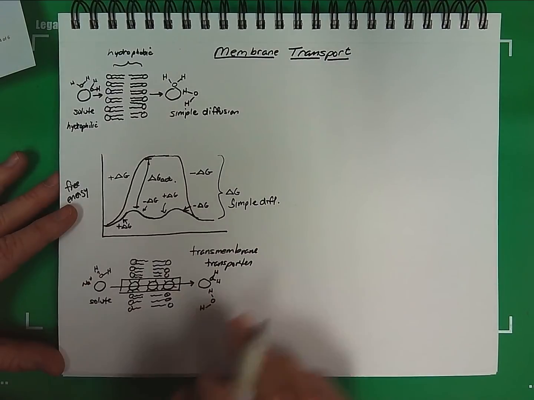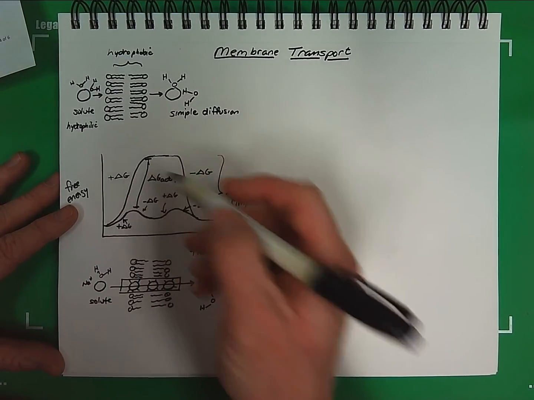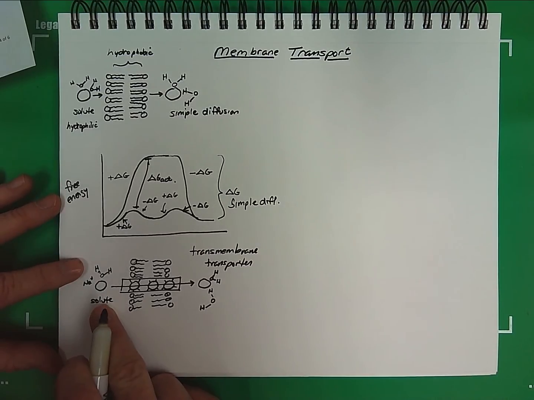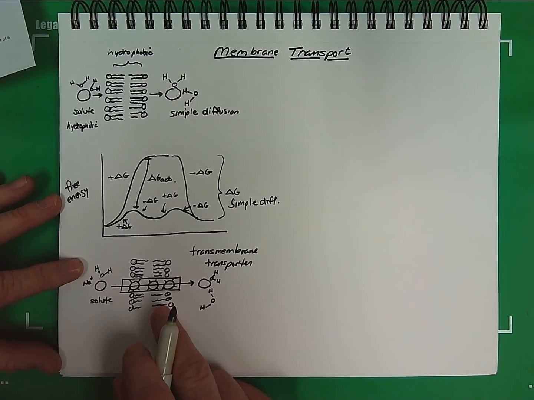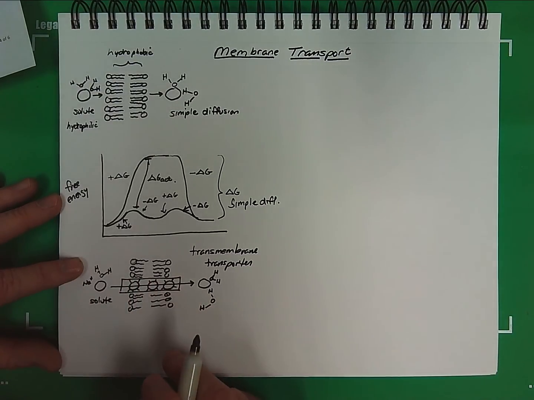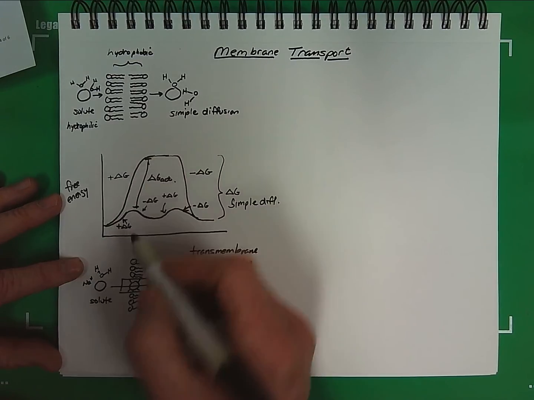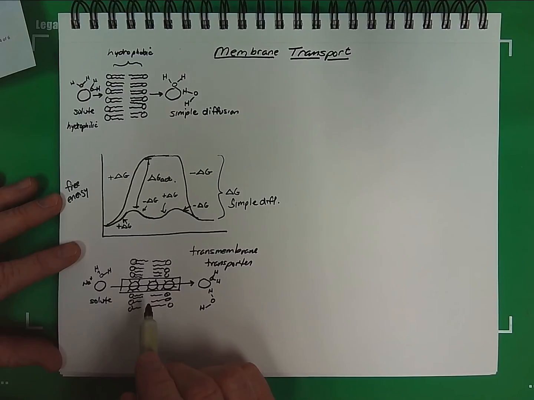In the same manner, the transporter is reducing the amount of free energy required to move a solute across a membrane. So the analogy is the same. The enzyme and transporter are performing the same function. They are reducing the amount of free energy required to drive this reaction forward.